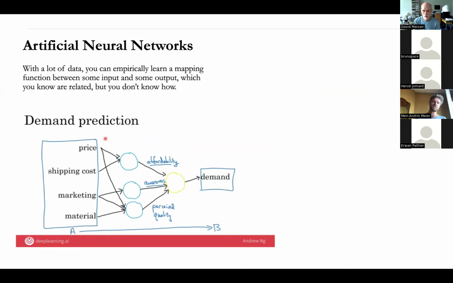So let's say you want to make a prediction. In this case, this is an example from deeplearning.ai. You want to predict how popular a good is that you want to produce. So you want to know how many people want to buy this thing that I produce. And you know that this will have something to do with the price that I'm asking for, maybe with the shipping costs, maybe with the marketing that I can do, or maybe with the materials that I use. So you know these things affect the demand, but you don't know how. Now the trick of the neural network is that you can fit a function that will allow you to make a prediction without actually understanding these explicit relations.